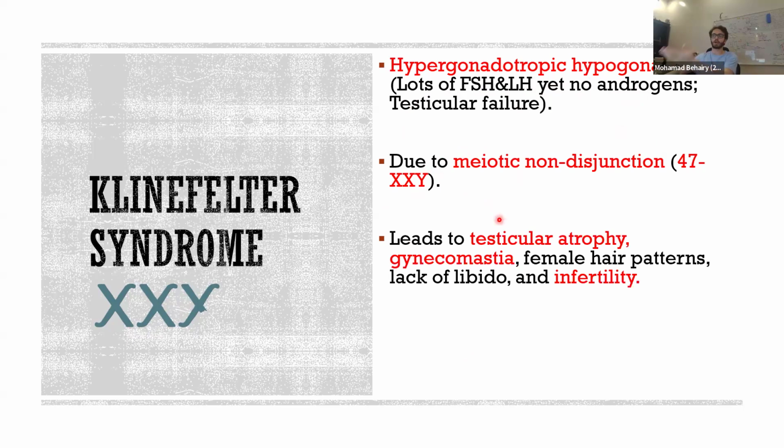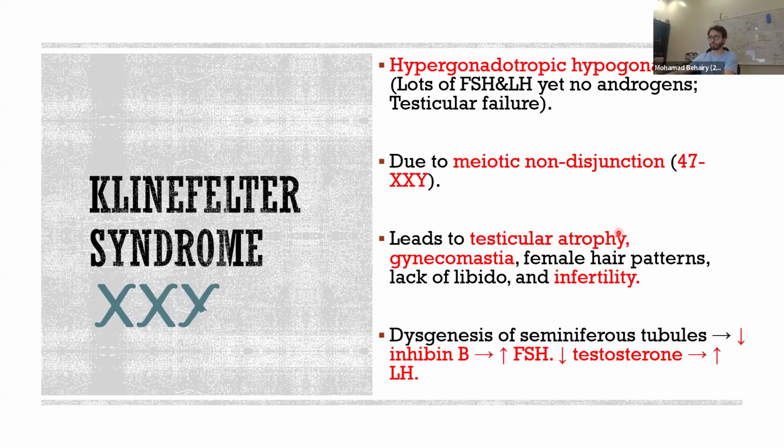They're of no use. Gynecomastia: because he's not producing testosterone, this person is going to develop breasts and female hair patterns. Also infertility. Poor guys, they're infertile. Klinefelter syndrome is a very serious thing. Subhanallah, all of this happens due to an extra chromosome.